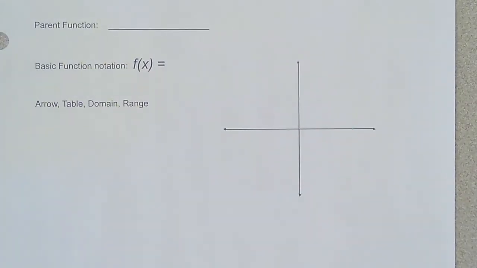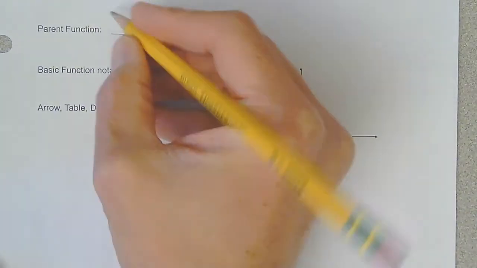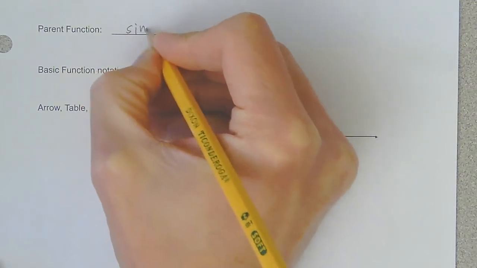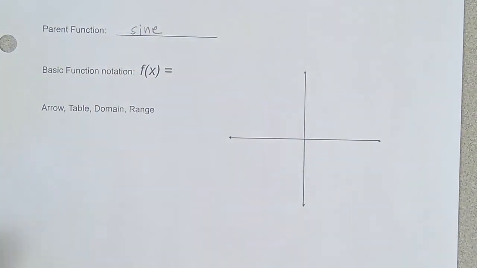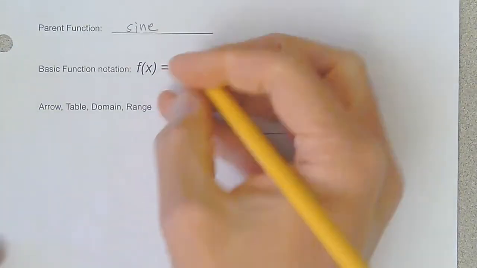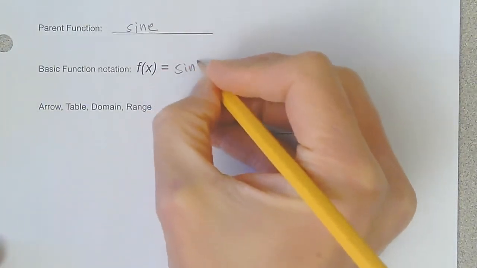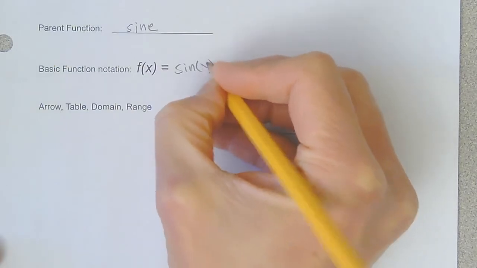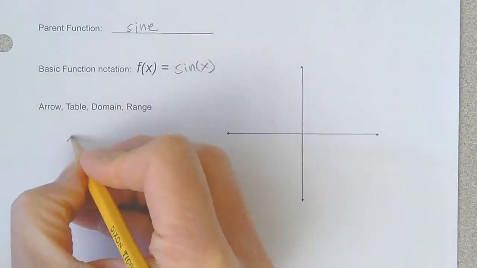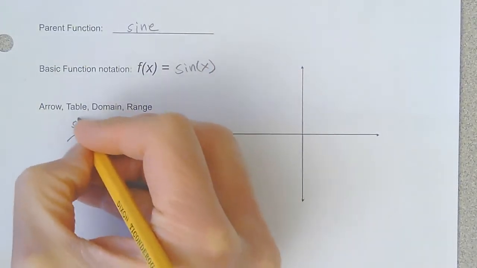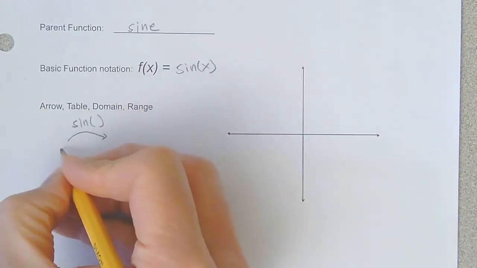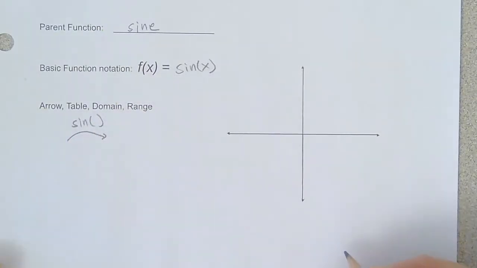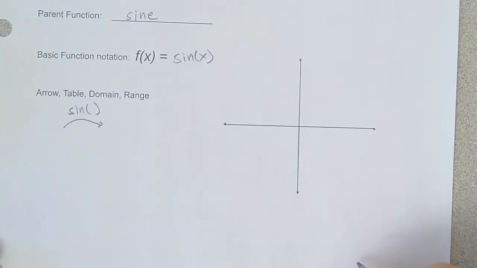All right, let's take a look at a couple of new parent functions. First one is going to be the sine function, treating sine a little bit differently than just a ratio now. The basic notation is f of x equals sine of x. For our arrow, it's just going to be sine of, and the key points on the sine function are going to be what we call the quadrantal angles on the unit circle.